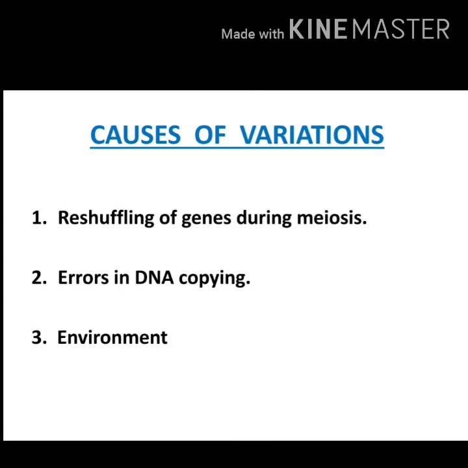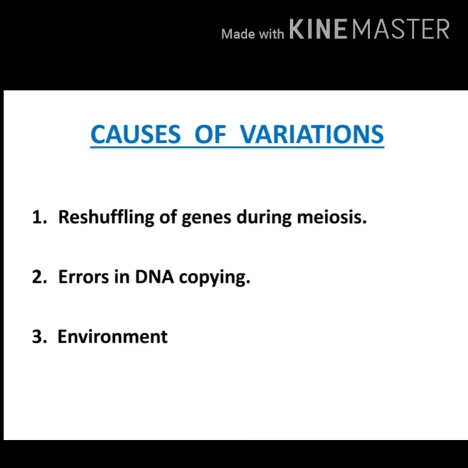The second cause of variation is errors in DNA copying. DNA copying makes an exact copy of the original one, but at times small errors, small mistakes can occur. These errors can also lead to variation. The third cause is environmental cause. Environment also plays an important role in causing variations.